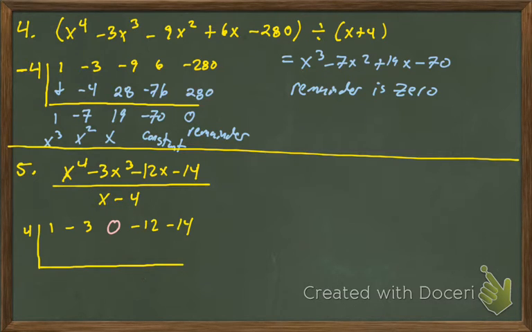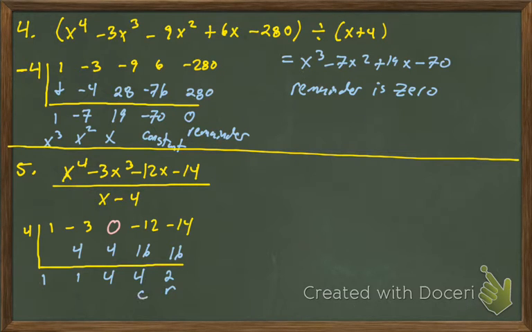Alright, so we'll go ahead, bring down that 1. 1 times 4 is 4. Add. Minus 3 plus 4 is 1. Multiply. 4 times 1 is 4. Add. 0 plus 4 is 4. Multiply. 4 times 4 is 16. Add. Negative 12 plus 16 is 4. Multiply. 4 times 4 is 16. Add. And you get a remainder of 2.